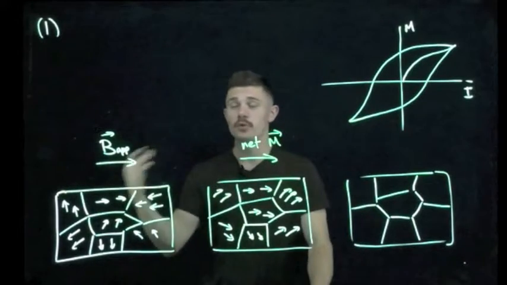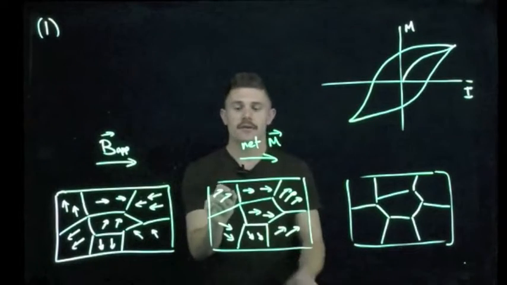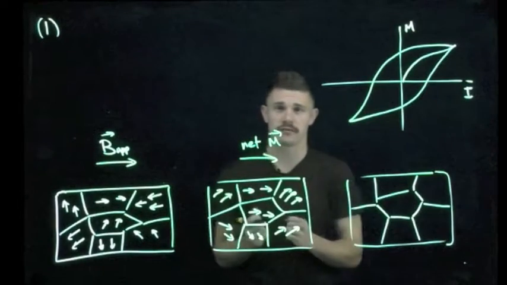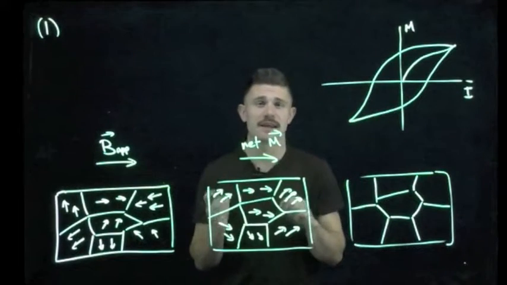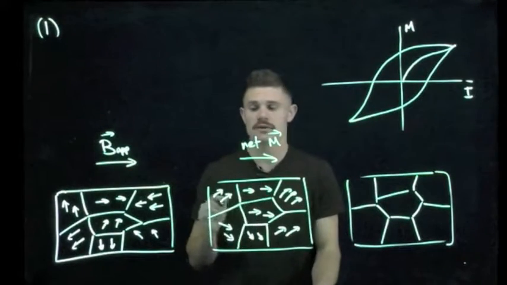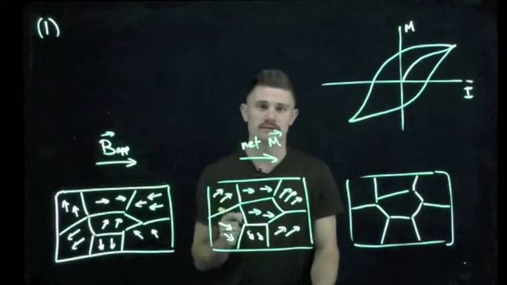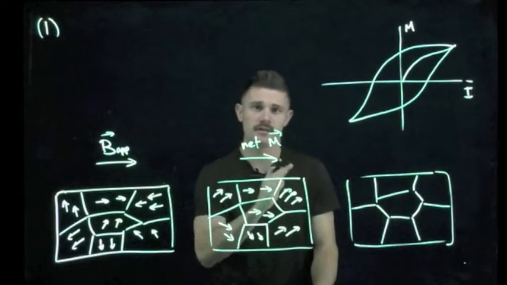What happens when you remove this applied field is that now that the dipoles are lined up in this new configuration, the effect that they have on their neighbors is to preferentially stay in this new configuration. So the magnetic field by the one dipole on its neighbor will keep it situated in this one direction.